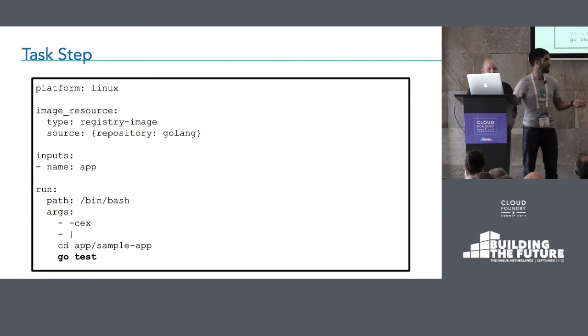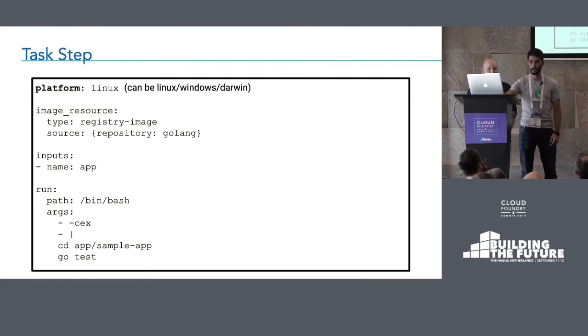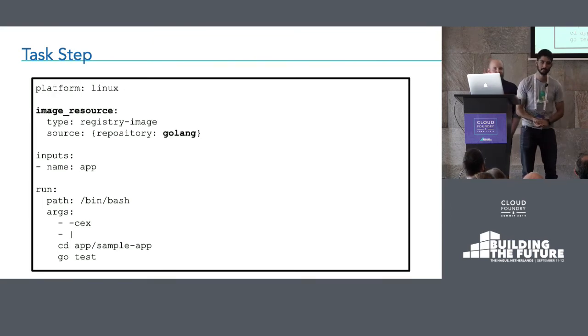So the goal of this specific task is to just run go test. So run some unit tests that we have inside our source code. And the first thing the build routine is going to do is figure out what type of worker platform this task needs to run on, whether it's Linux, Windows, or Darwin. It'll find that worker, and then it'll continue going through the task plan here.